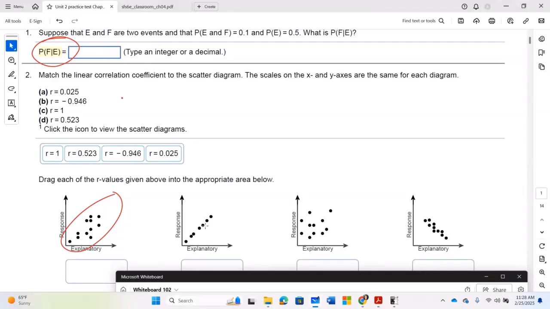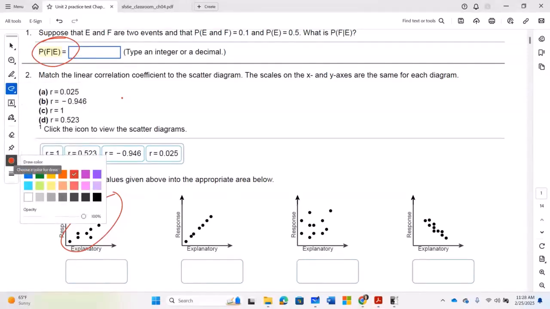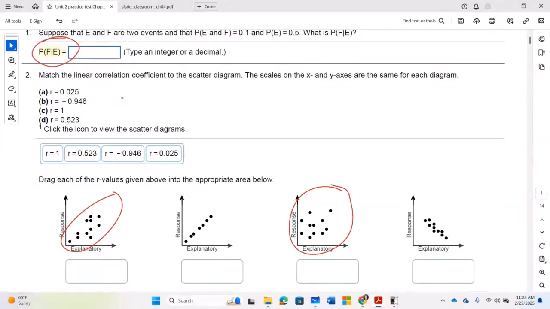The next question is, what kind of graph do we have when r is 0.5? When r is 0.5, it's moderate positive. So which one looks like it is moderate positive? Right here, this one is moderate. So that is r equal to 0.5, which is D. We already know that this is C right here.